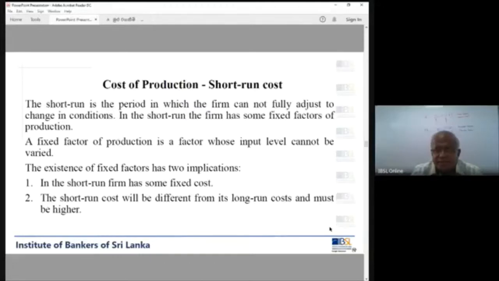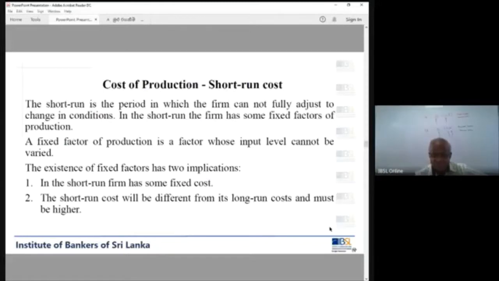Because there is a fixed factor, in the short run, the firm has some fixed cost. Rental of these 3 computers, every month you have to pay 1,000. The second implication is that the short run cost will be different from its long run cost and must be higher. This is a bit you have to understand. To produce a certain amount of output, Q is 100, in the short run you have some combination: 4 workers, 3 computers. 3 computers is fixed.